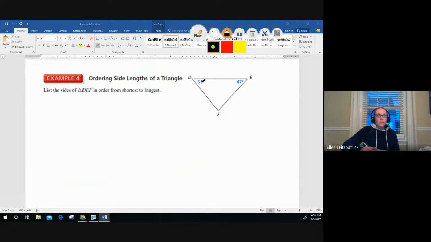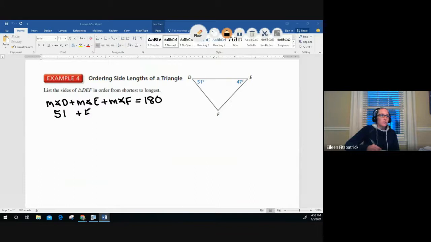Well, if you know two angle measurements, we can figure out the third. So let's do that, because if we want to compare all three side lengths, we need to know all three angles. All right, so I know that the measurement of angle D plus the measurement of angle E plus the measurement of angle F equals 180. And I'm sure you can just quickly do this in your head or on a calculator. 51 plus 47 plus the measurement of angle F equals 180. Add and subtract, and you're left with the measurement of angle F is equal to 82. Okay, so I figured out this was 82.